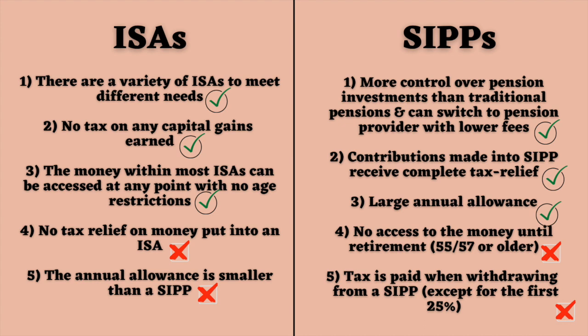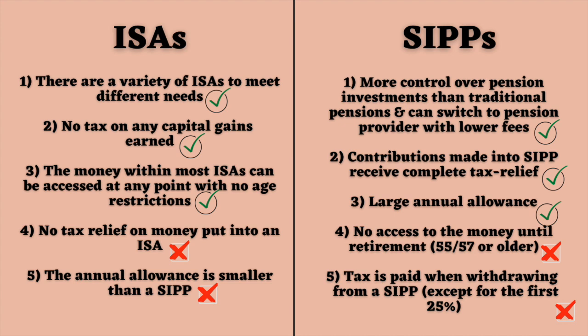You do not pay any tax on any capital gains earned within the ISA. The money within most ISAs can be accessed at any point with no age restrictions. However, you do not receive tax relief on money you put into an ISA, and the annual allowance of ISAs is smaller than a SIPP.